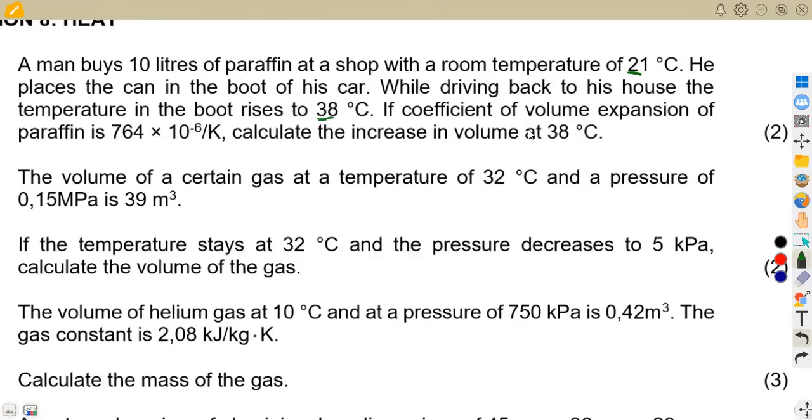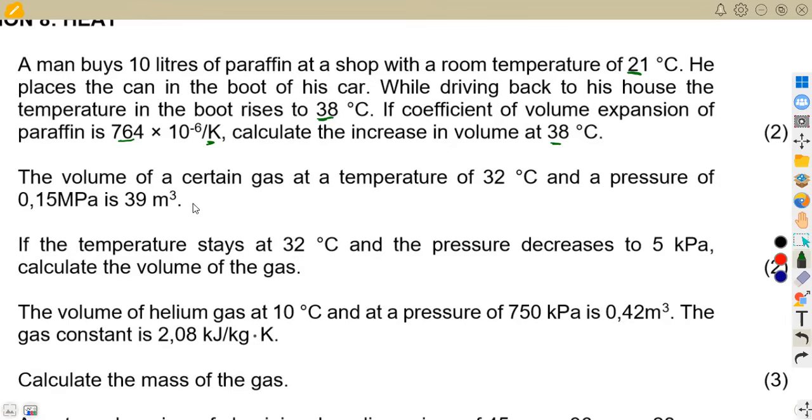If the coefficient of volume expansion of paraffin in this case is 796 times 10 to the exponent of minus 6 per Kelvin, calculate the increase in volume at 38 degrees Celsius, which means we're talking about the change in the volume, the increase in the volume.